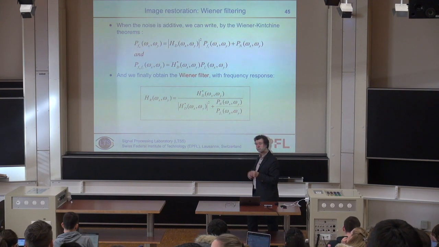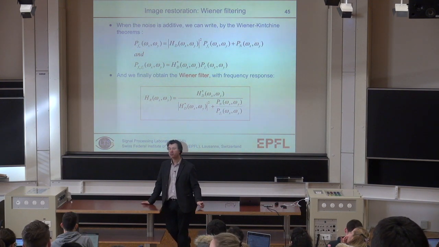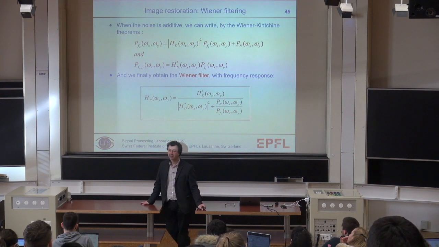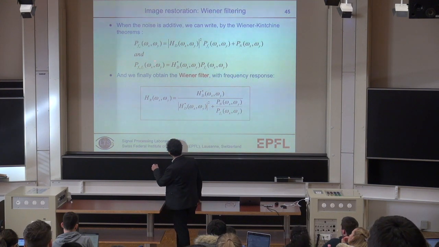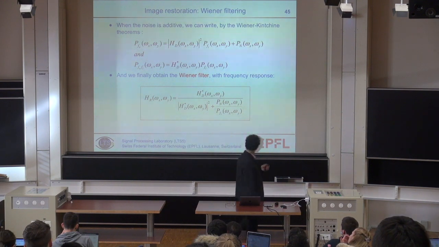Minimize the error between the ideal and the... In statistical terms, so you don't have it, of course. But you know the statistics of them because you know the statistic that relates Fi to Fo. So you can play with that. That's the trick.